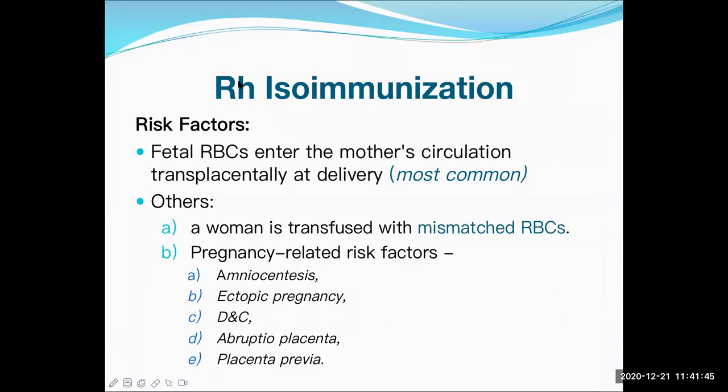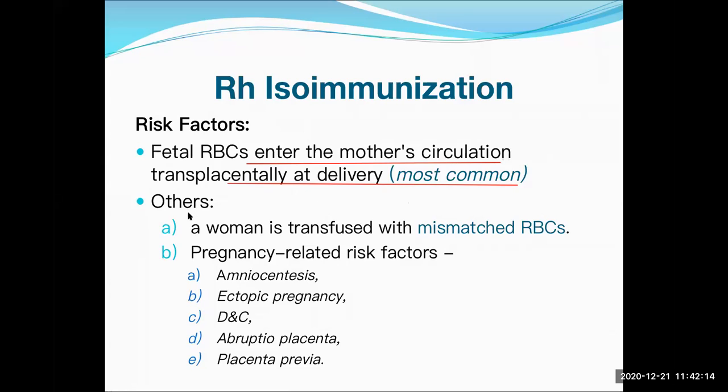Regarding the risk factor of Rh isoimmunization, the fetal RBC enter the maternal circulation transplacentally at the time of delivery, which is the most common. Now, I already explained this point to you, how these fetal RBC enter into the maternal circulation. A different way, but the most commonly occurring during the delivery.